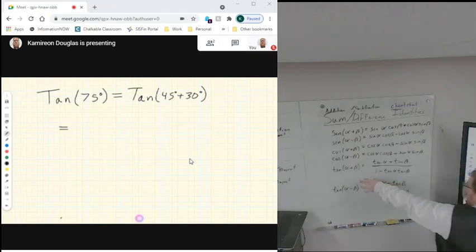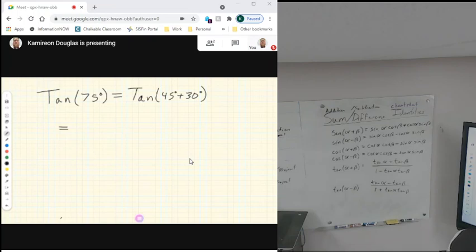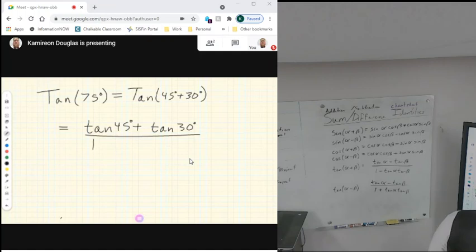So I'm going to use my tangent formula and use my sum formula. Go to the addition section. So we have tangent of alpha, so tangent of 45, plus tangent of beta, so tangent of 30, divided by 1 minus tangent of 45 times tangent of 30.